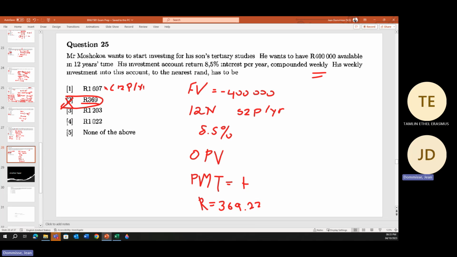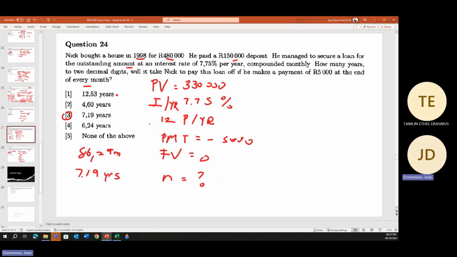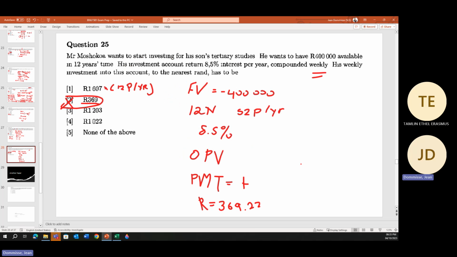So again, unfortunately, if we had the previous question where it was 12 times per year, we did not change it to 52 times per year because of a weekly, there would have also been an answer for us. So just very important again in this one that we make sure that we work with the right period per year.